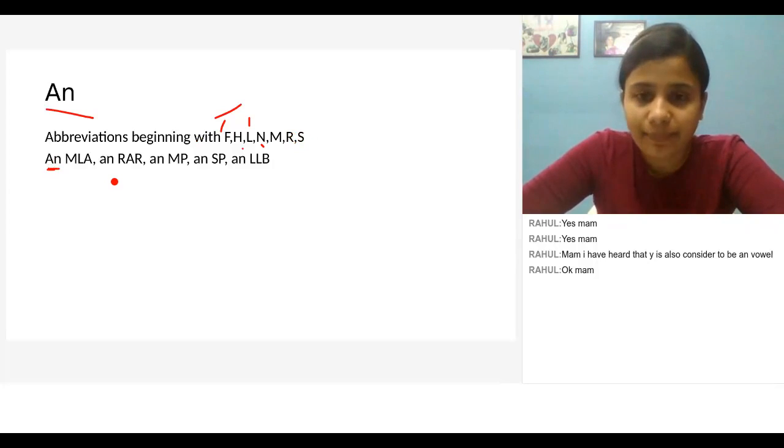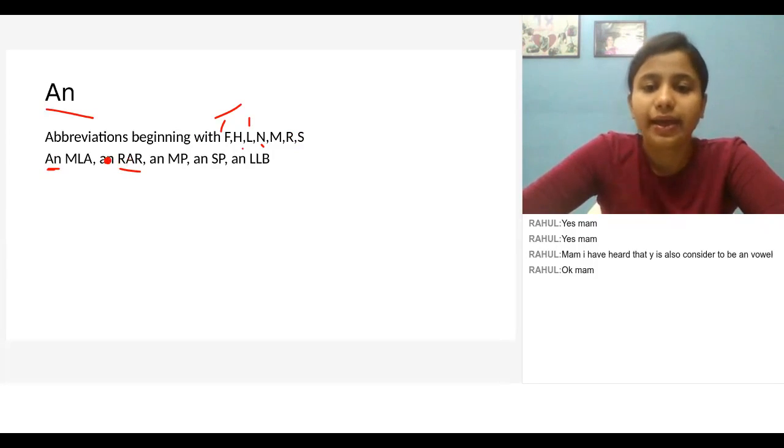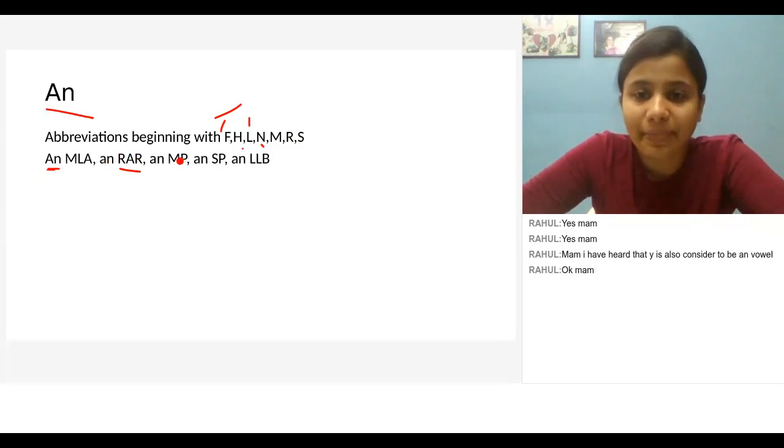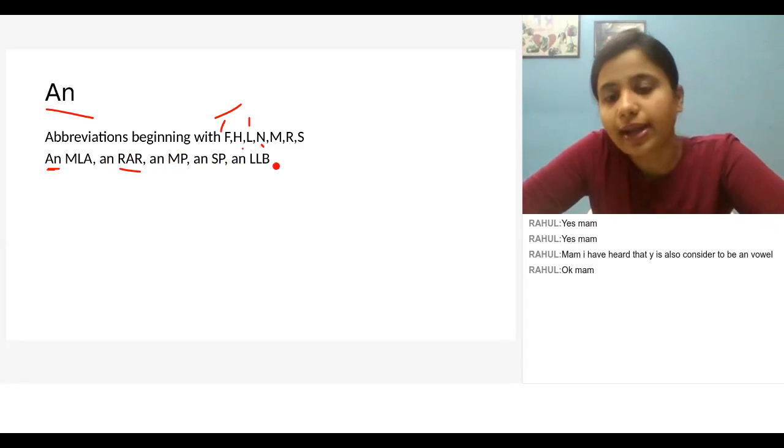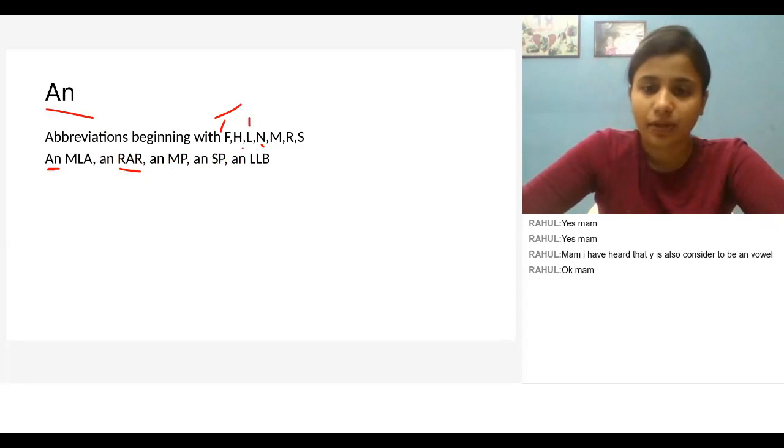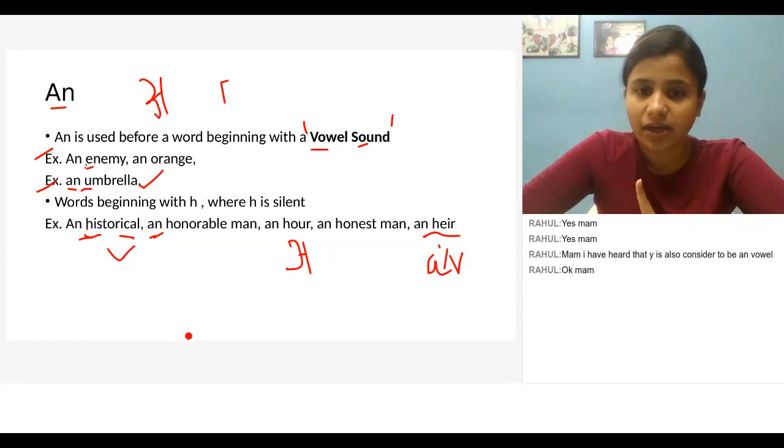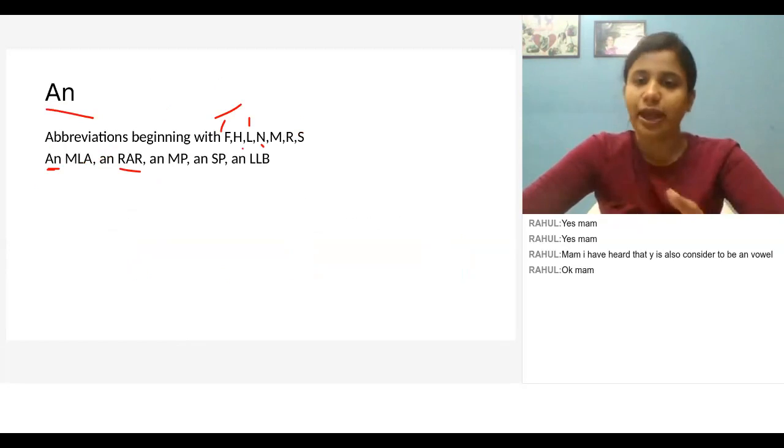So an MLA, an RAR, or we say an MP, that is member of the parliament, or an SP or an LLB. So there are 3 rules for an that we have studied. One is the basic vowel sound, which covers the common words. One is where H is silent. And the second rule is about the abbreviations.